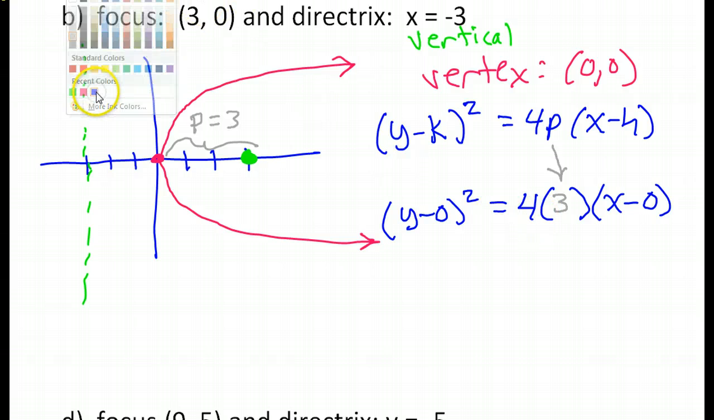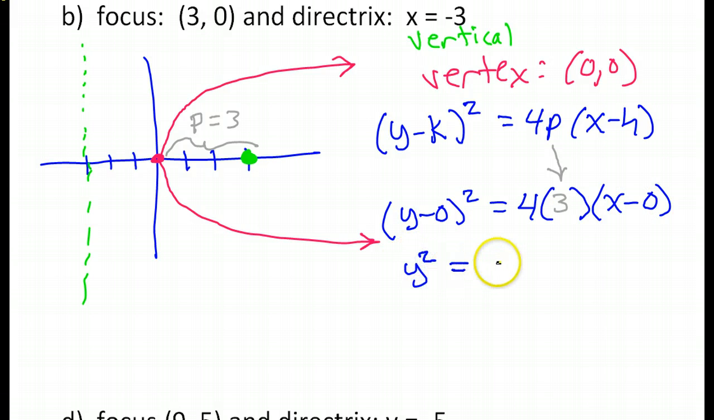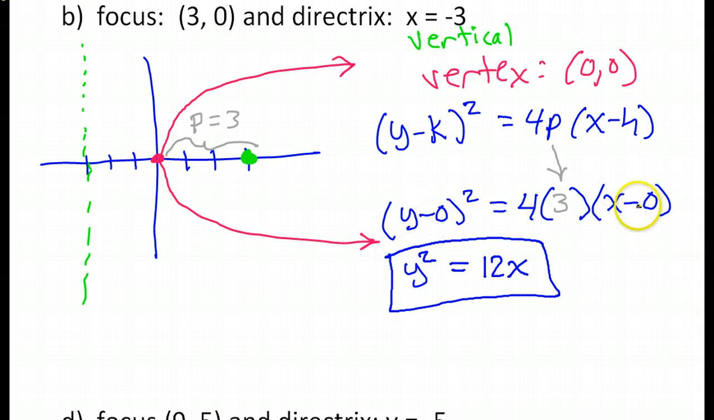And when I recopy this, I'm going to go ahead and get rid of these zeros. So I will have y squared is equal to 12x. Okay. If you left the zeros in, I wouldn't mark it wrong. So that's B.